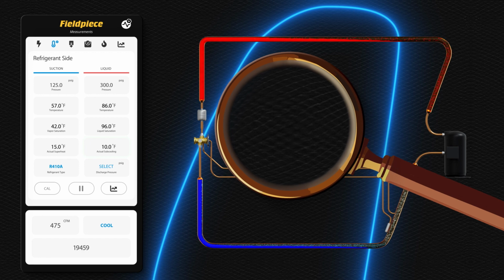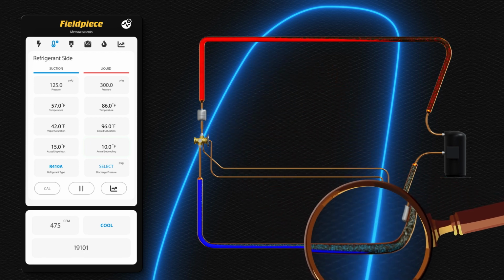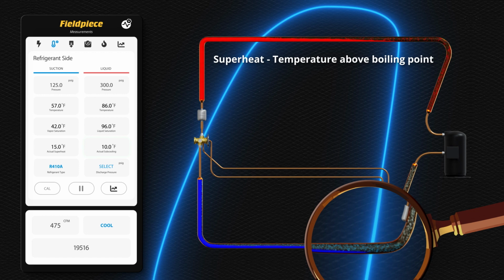Beginning at the evaporator saturation curve, when the refrigerant crosses the saturation curve, it will have changed state to 100% vapor, and any heat absorbed will increase the refrigerant temperature. This is known as superheat, which is defined as the temperature above the saturation temperature or the boiling point. As the refrigerant travels further past the saturation curve, the refrigerant continues to absorb heat from the air.